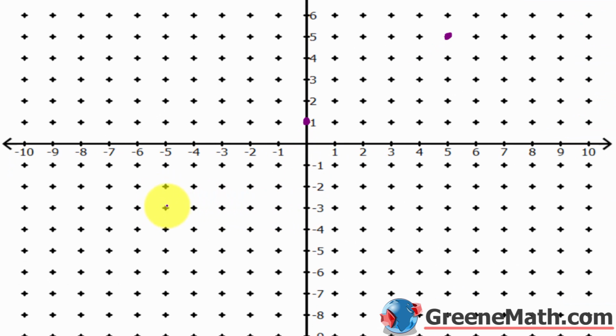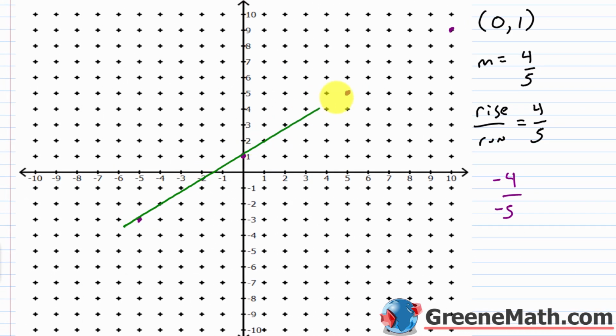Now I can graph the line. Okay. And we'll connect that with some arrows. And let me make that a little cleaner. Okay. So this is the graph of y equals 4/5 x plus 1.